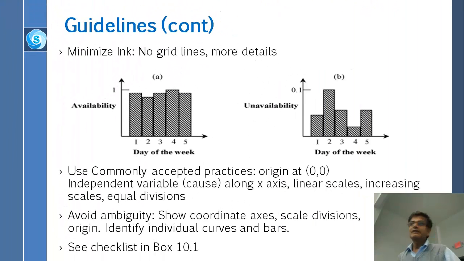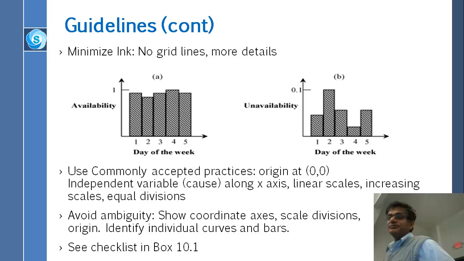Then the third goal is to minimize the ink. Ink is expensive because you have to buy it, but that's not the reason. The reason ink is expensive is because every ink has to be processed by the brain. So this is in some sense related to the first goal, minimize the reader's time: whatever is on the screen, whatever is the ink here, has to be processed by the brain to figure out why it is there. So no grid lines, more details.